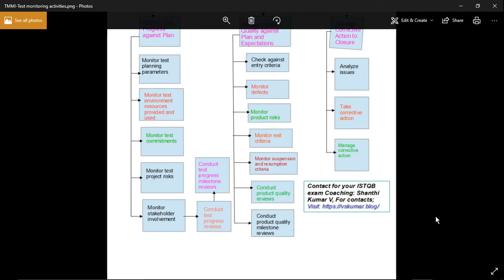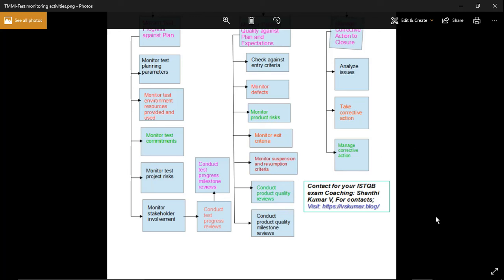And next one is monitor suspension and resumption criteria. We have discussed this in the test planning activities, and the test plan IEEE standard 829 template also has those suspension and resumption criteria, which need to be monitored at the level of test execution tasks. And next one is conduct product quality reviews. So whatever product features we are testing, planned scenarios and unplanned scenarios, the quality of the product also needs to be identified. And next one is conduct quality milestone reviews.